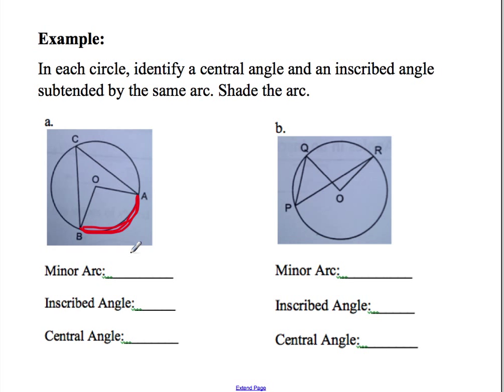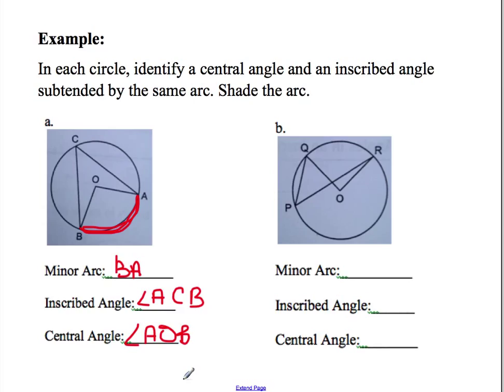There's your arc. Now if I start at A and I go to C and I end at B, that would be an inscribed angle, angle ACB. The minor arc would be BA or AB, doesn't matter. And the central angle, if I start at A and I go to the center O and I go down to B, AOB. Okay. Now this one's a little bit tougher.